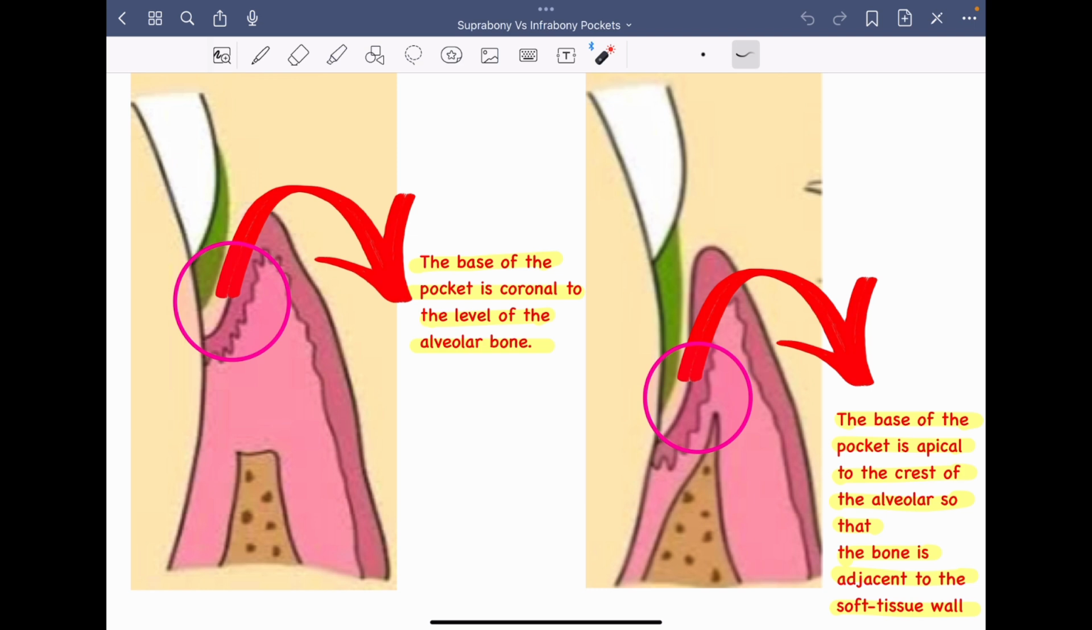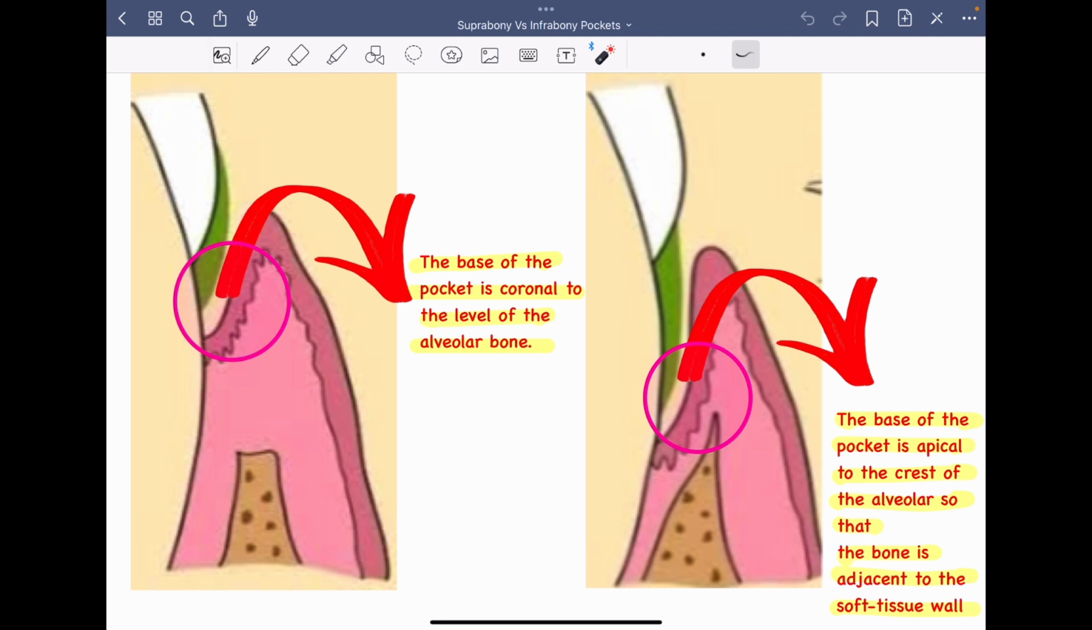Here, the location and definition. The definition itself speaks about the location. In the first figure, this is a case of suprabony pocket. We can see the base of the pocket is coronal to the level of alveolar bone. So this is our alveolar bone, and this is the base of the pocket. This is your pathological deepening of gingival sulcus.